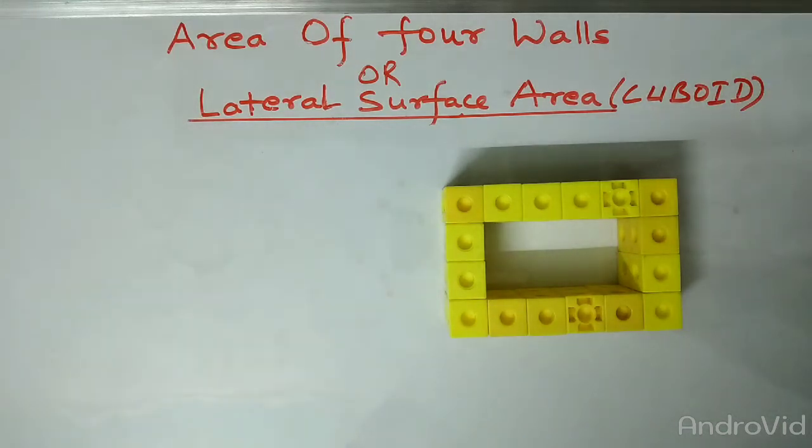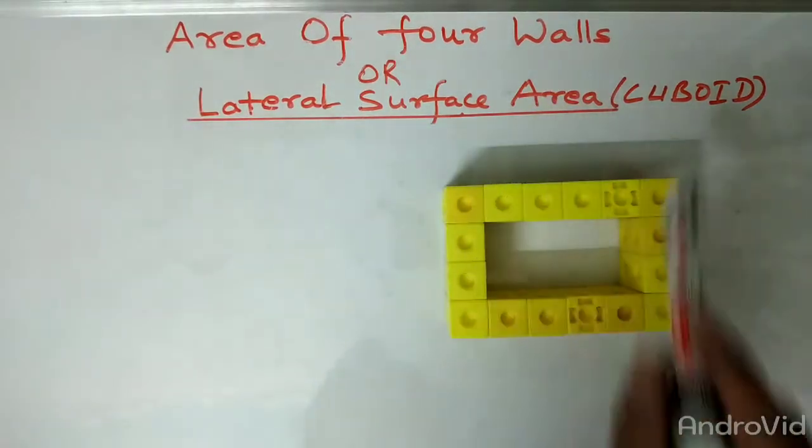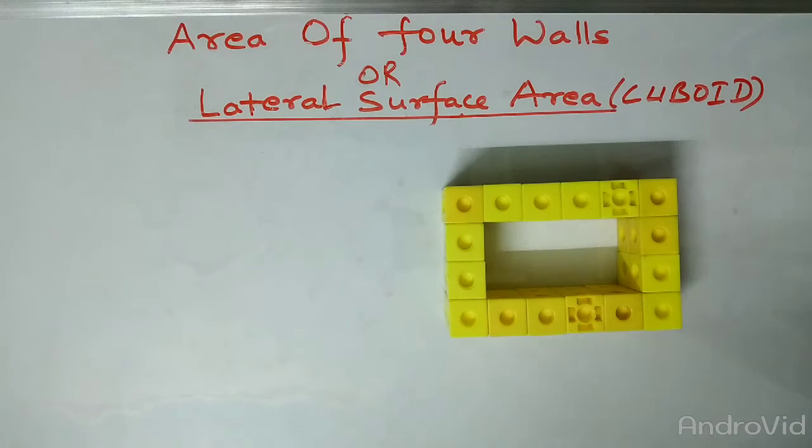So here in this video today, we will be discussing the lateral surface area of a cuboid or of a cuboidal room. Lateral surface area of a cuboid means we are talking about the four side walls of that cuboid or of that cuboidal room, and we do not include the top and the bottom face of that cuboid when we are talking about the lateral surface area of a cuboid.